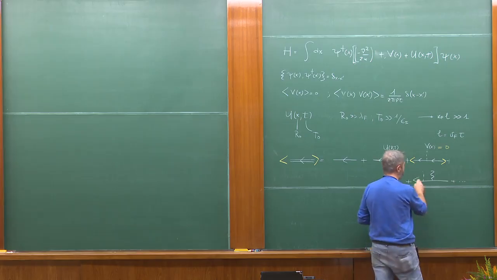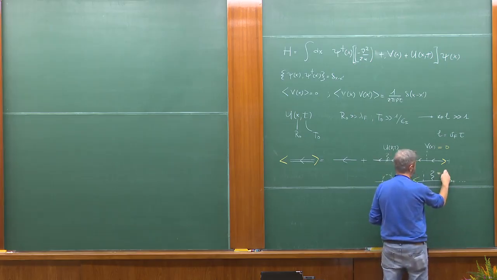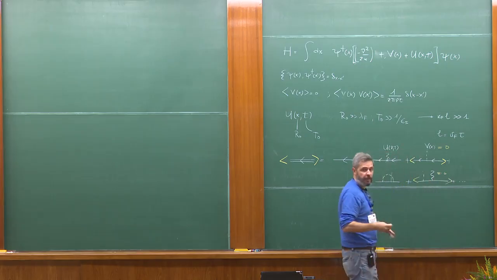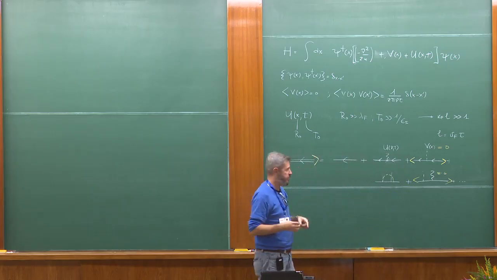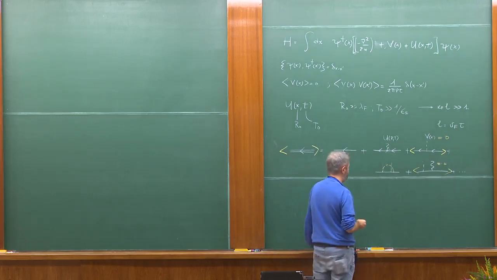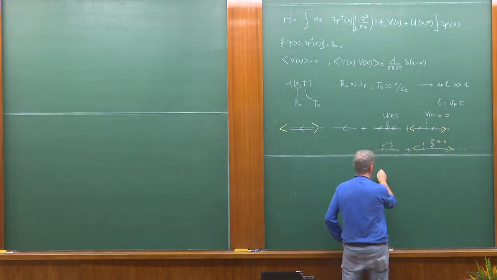This one, I will get 0. This is because it has only one line. In general, all diagrams in which I have an odd number of lines will give me 0. And then, of course, I will be able to generate all sorts of diagrams.